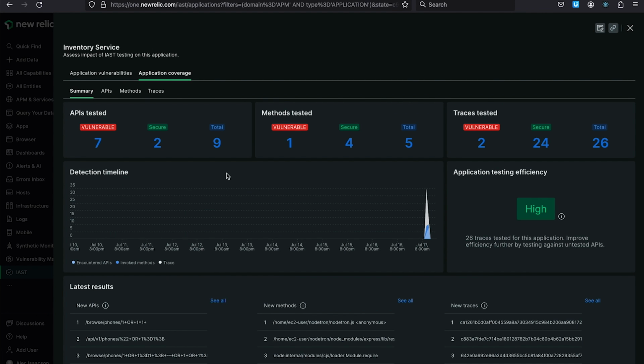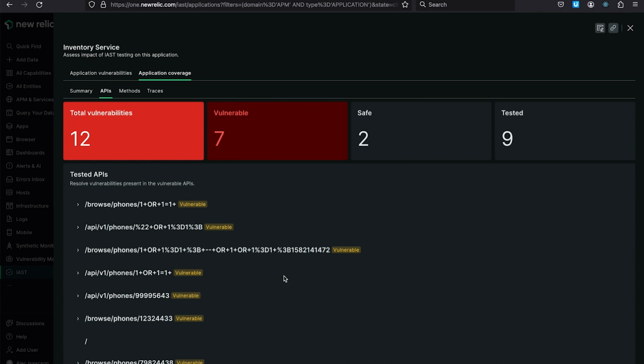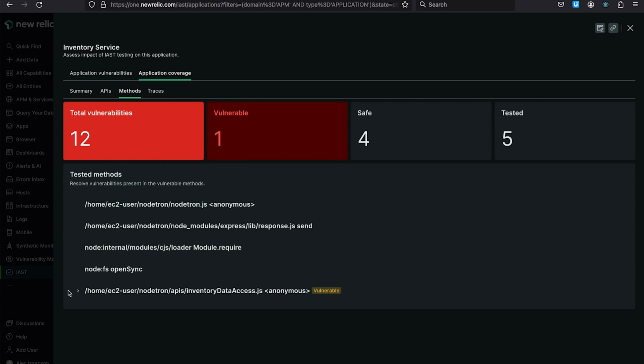Now, I see a complete overview of my application's security posture. I can see how many APIs and methods have been tested and how many have been found vulnerable. I can then look at detailed information on exactly which APIs are being exercised and found vulnerable. And I can see which methods in my application are being exercised.